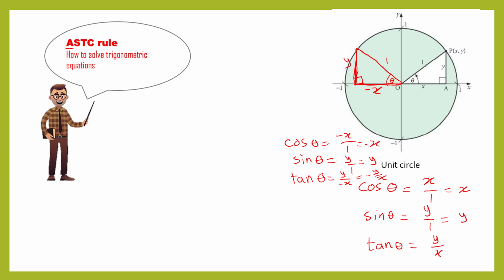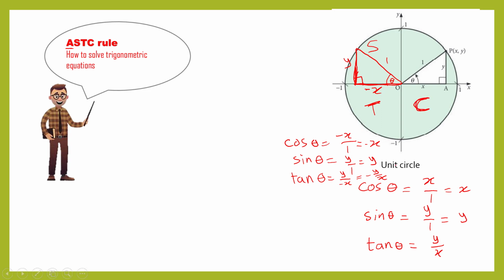So the meaning of A is all angles are positive in the first quadrant. As you see here, the results for sine, cosine, and tan are positive in the first quadrant when the angle is between 0 and 90. But if we move to the second quadrant, you're going to find that the cosine of any angle in the second quadrant is negative, the sine is positive, and the tan is negative. So the second letter S refers to the sine only being positive in the second quadrant. The letter T is for tan, which is positive, and the last one, C, is for cosine, which is positive.